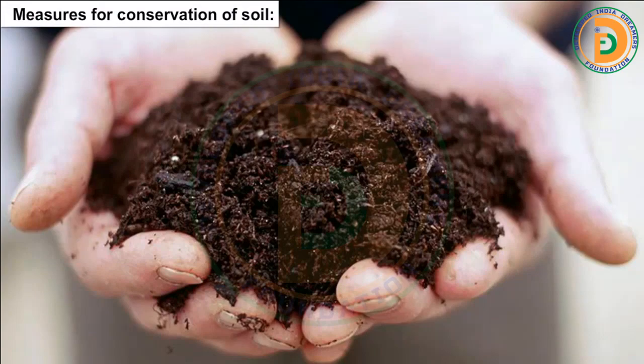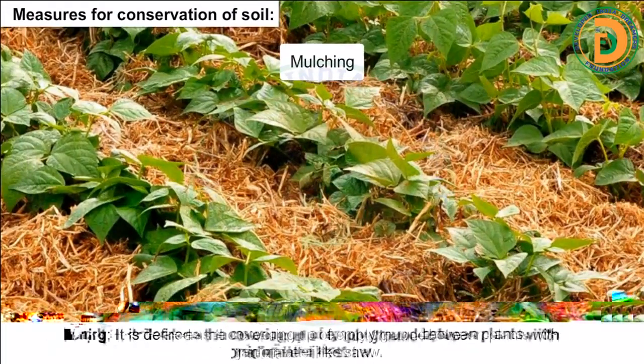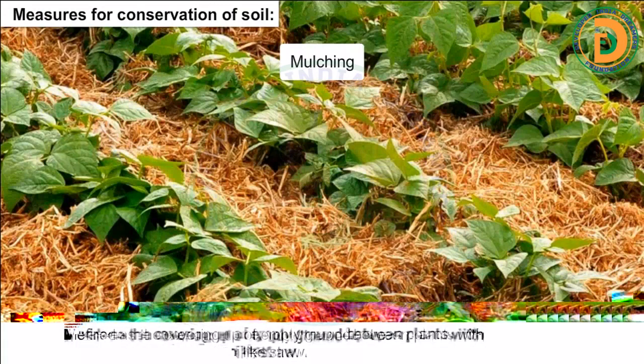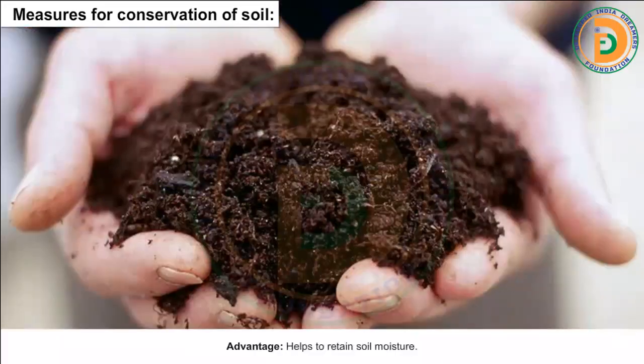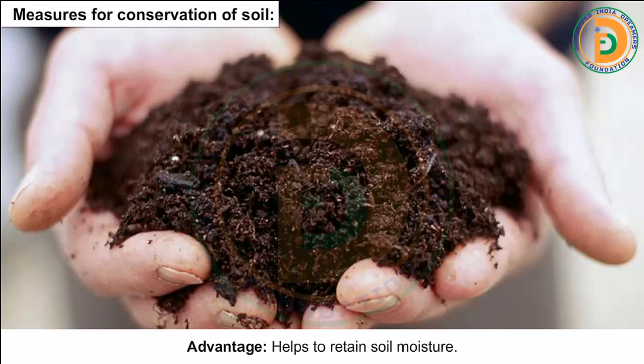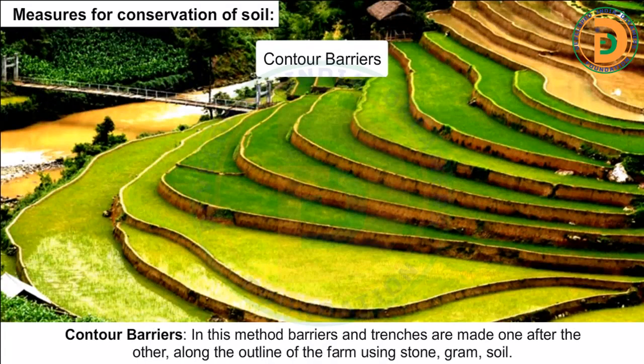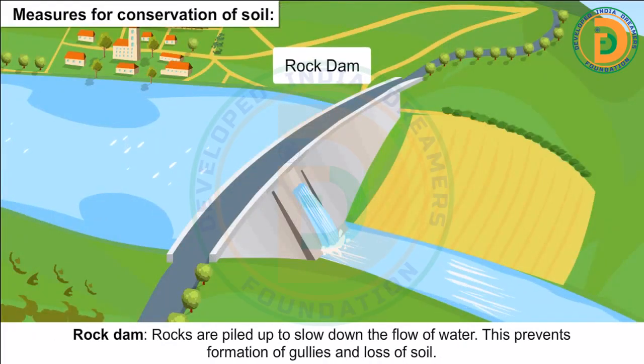Measures for conservation of soil. Mulching is defined as the covering up of empty ground between plants with organic matter like straw. Advantage: it helps to retain soil moisture. Contour barriers: in this method, barriers and trenches are made one after the other along the outline of the farm using stone, grass, soil. Rock dam: rocks are piled up to slow down the flow of water. This prevents formation of gullies and loss of soil.